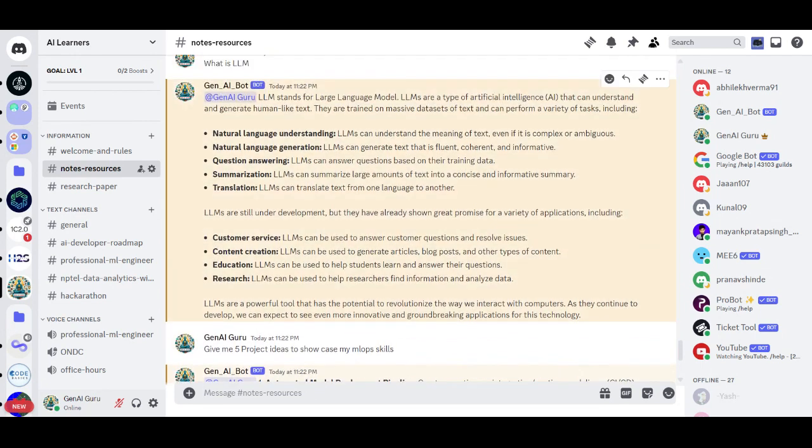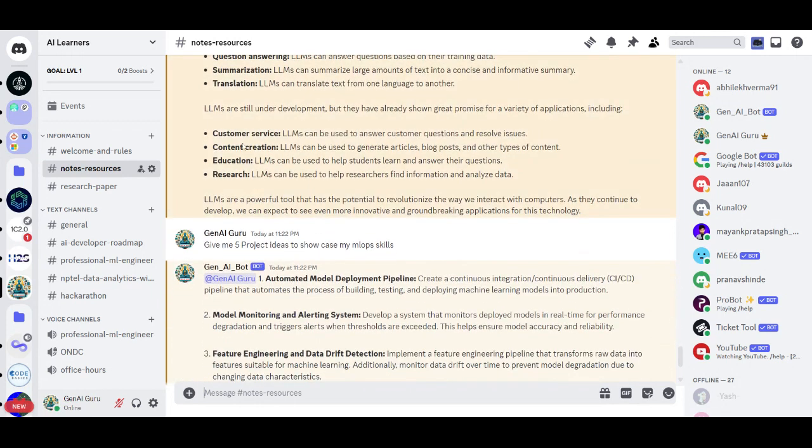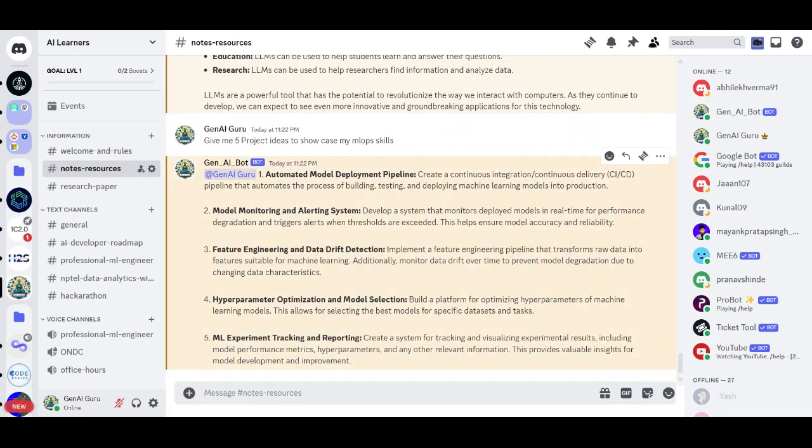Here you can see natural language processing, natural language understanding, question answering, summarization, and translation. It emphasizes these things, and still here you can see how we can use them. So it provides some extra points. If we ask for a project idea, here you can see it emphasizes the project title and so on. So you can utilize our chatbot by joining our Discord forum and asking any related question.